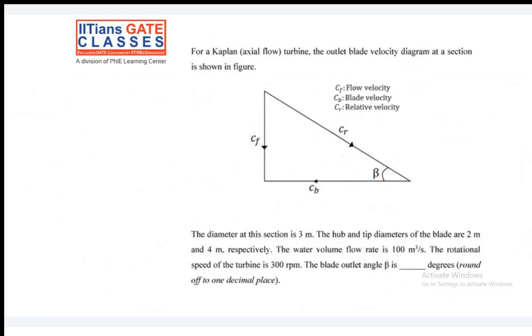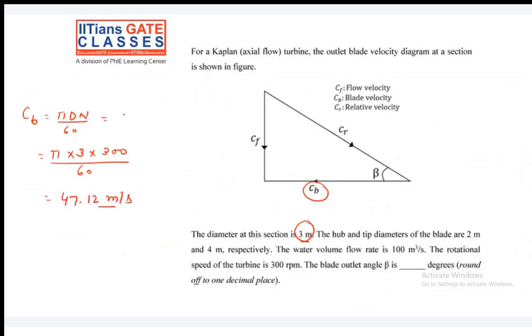So CB is blade velocity. This we can easily find out. CB is pi D N by 60. Pi is anyway pi, and D is 3 meter. N value is given as 300. RPM means revolutions per minute, so divided by 60, and this value will be in meter per second. So this is equal to 47.12 meter per second. So CB is nothing but U only.